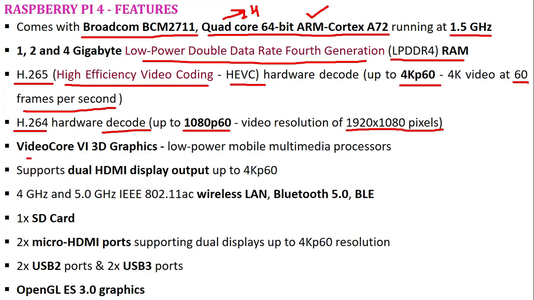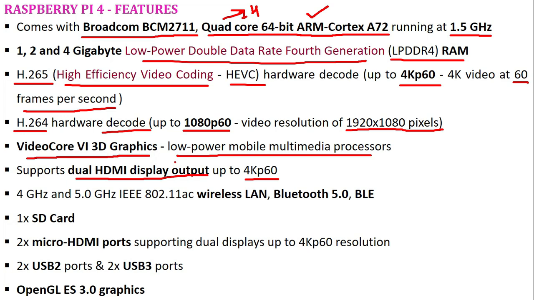Then we have VideoCore, 6th generation 3D graphics. It is mainly used for multimedia applications. It consumes very low power and it is used in mobile multimedia processors. This Raspberry Pi 4 module also supports a dual HDMI display output port where we can connect external monitors. External monitors which support a pixel value of 4K with a frame rate of 60 frames per second can be interfaced using this dual HDMI display port.